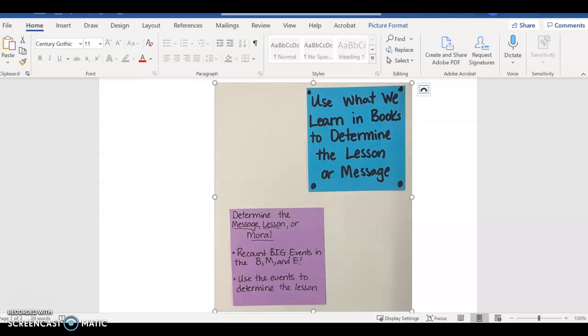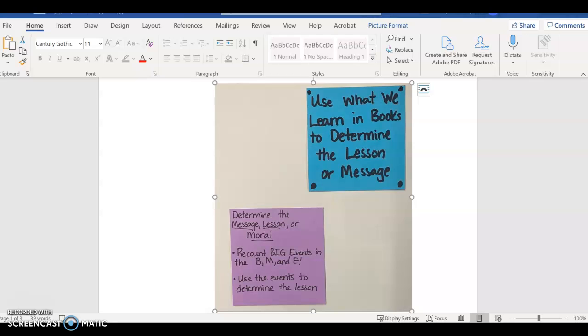Readers, we have been reading our fiction stories and thinking about how readers determine the central message, lesson, or moral in a story. We've also thought about how characters respond to problems in stories to help us figure out the lesson. So today we are going to continue that work of determining the lesson in a story. To determine the message, lesson, or moral in a story, there's a couple of things we have to do. Step one, we have to recount the big events like the beginning, the middle, and the end.